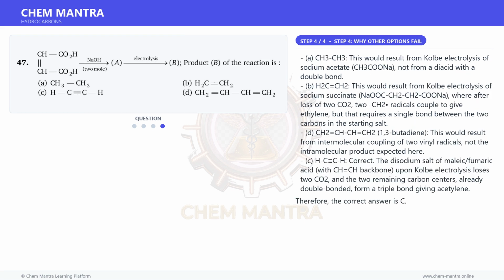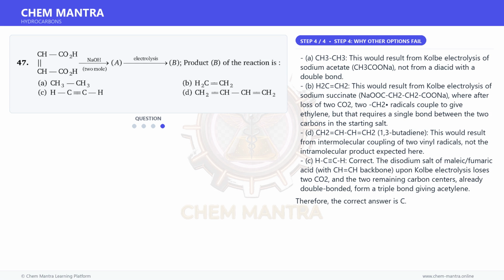And for the final step, A, CH3-CH3. This would result from Kolbe electrolysis of sodium acetate, CH3COONa, not from a diacid with a double bond. B, H2C=CH2. This would result from Kolbe electrolysis of sodium succinate, NaOOC-CH2-CH2-COONa, where after loss of 2 CO2, 2 CH2 radicals couple to give ethylene, but that requires a single bond between the 2 carbons in the starting salt.